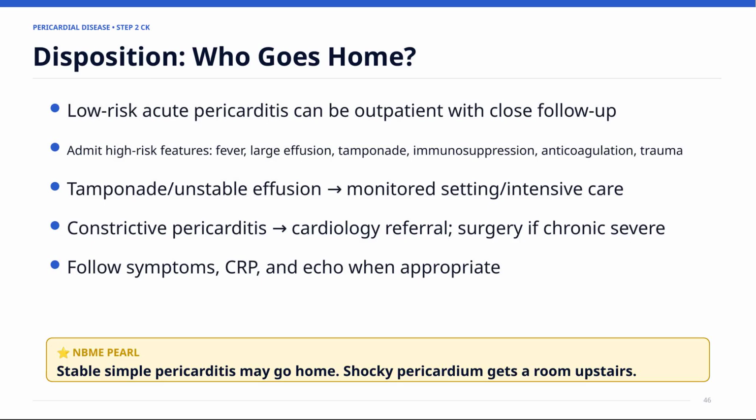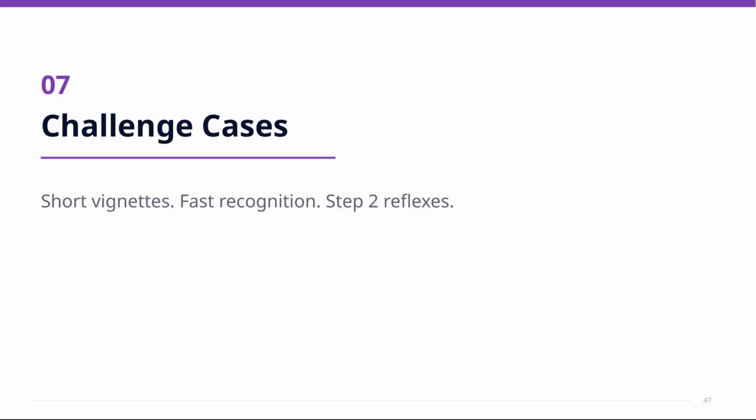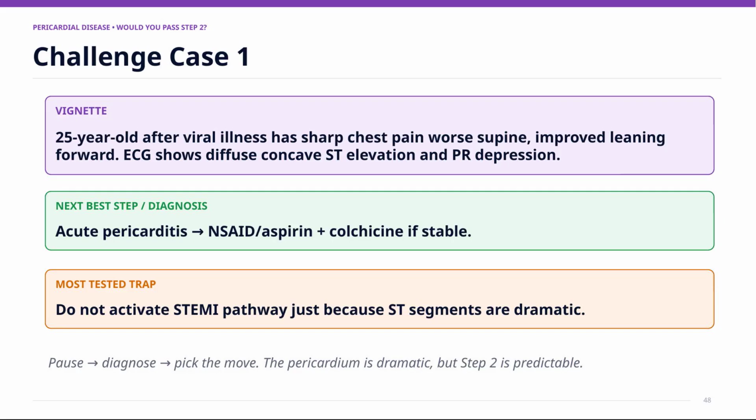Constrictive pericarditis gets a cardiology referral, with surgery if it's chronic and severe. And you'll follow symptoms, CRP, and echo as appropriate. NBME Pearl. Stable, simple pericarditis may go home. A shocky pericardium gets a room upstairs.